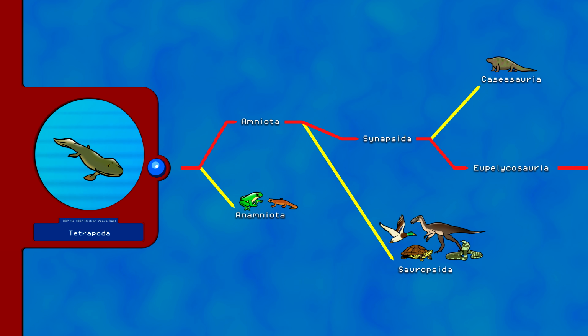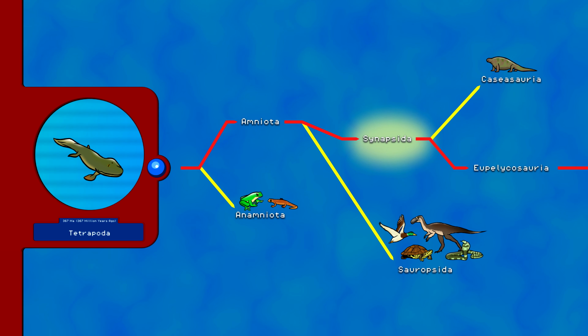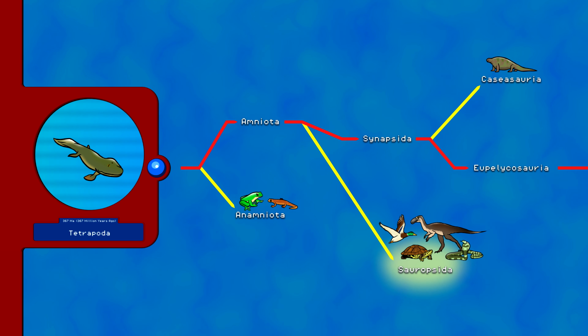These early tetrapods, adapted to life in shallow waters, would branch around 350 million years ago to include amniotes, animals adapted to lay eggs on land, and anamniotes, animals adapted to lay eggs in water, which includes amphibians like frogs and salamanders. The land egg layers, Amniota, split to include synapsids, and Sauropsida, which includes reptiles like turtles, snakes, crocodiles, dinosaurs, and birds, and an extinct clade called Parareptilia.